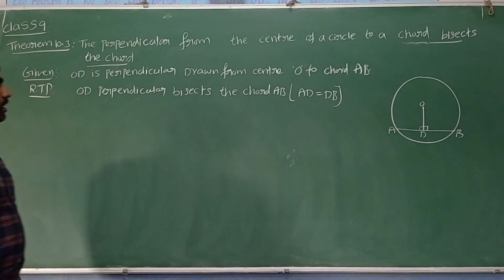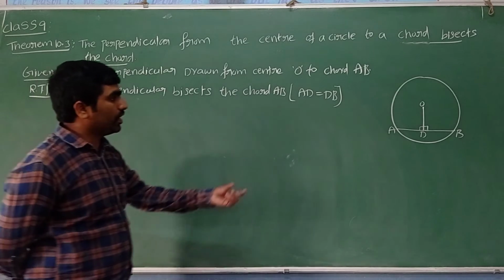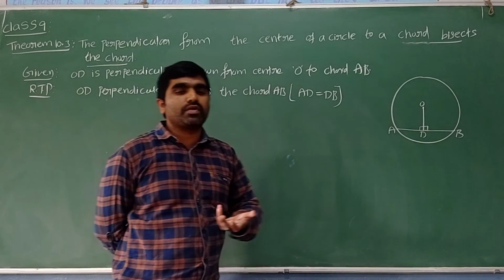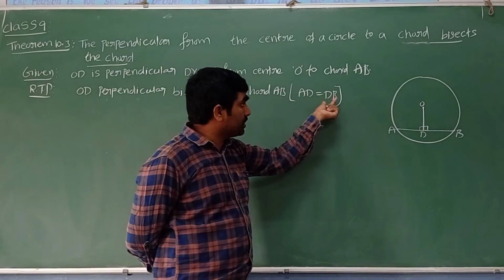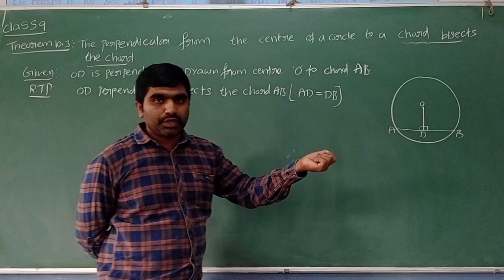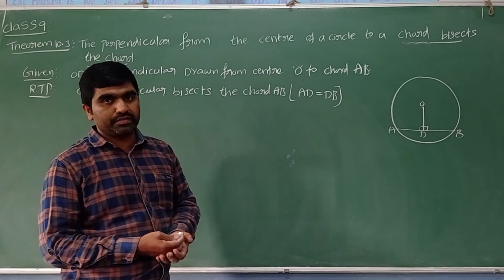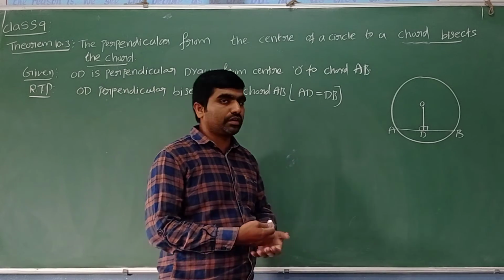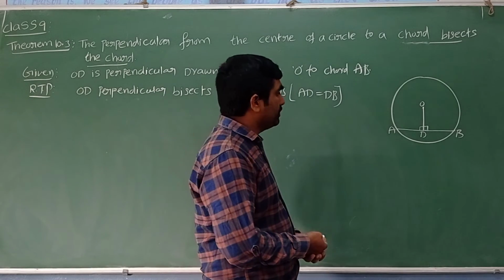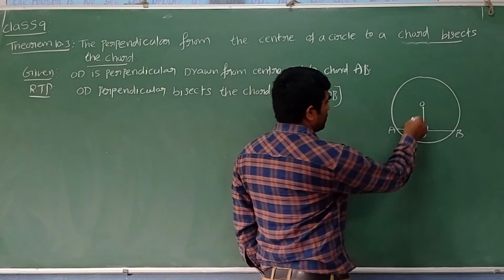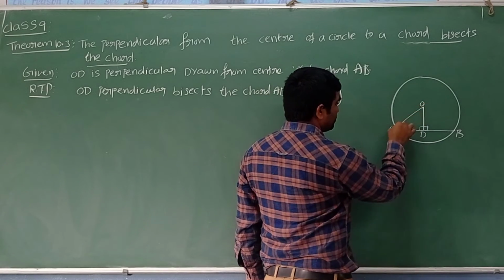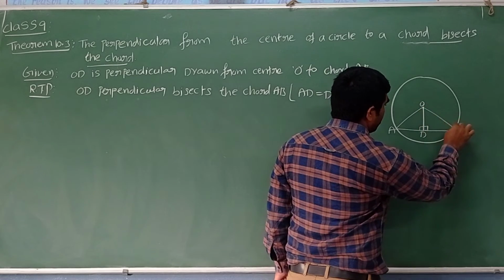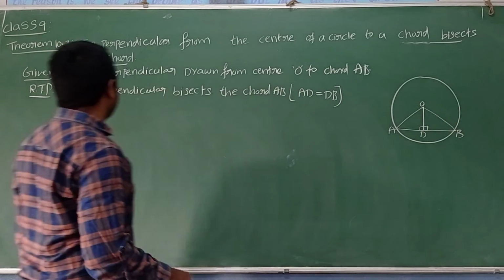Now see, we have to prove two sides are equal, AD and DB. Apply the same concept: when you want to prove two sides are equal, take two triangles and prove they are congruent. By CPCT we can say the sides are equal, but there are no triangles. We need to do some small construction to get triangles. Let me join OA. We can see one triangle OAD. Similarly, join OB. We can see one more triangle ODB.